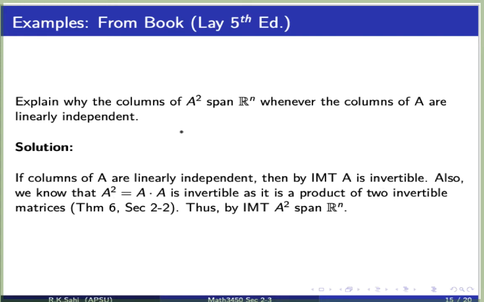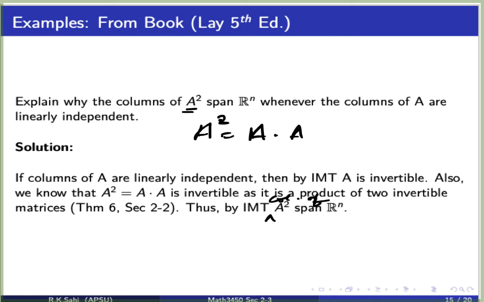Now, let's look at A squared. A squared is made by multiplying two matrices A. Now, A is invertible. That means the product of these two invertible matrices is invertible, by Theorem 6, section 2.2. Thus, A squared is invertible, and hence by the IMT, the columns of A squared will span Rn.